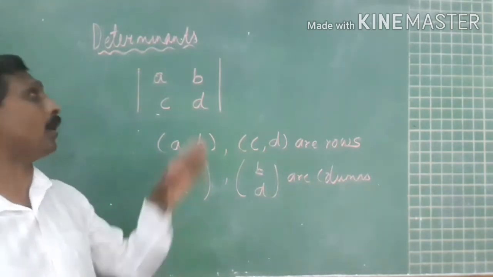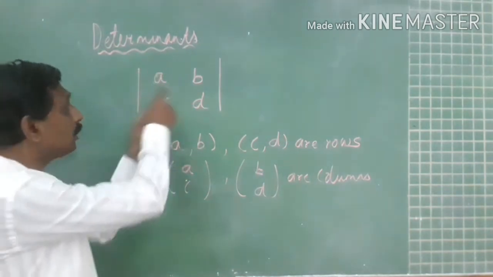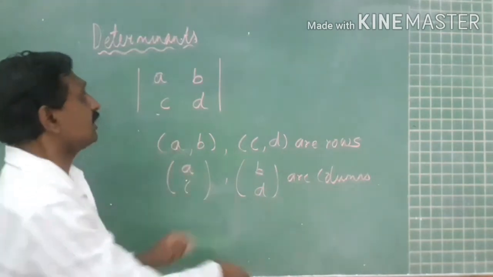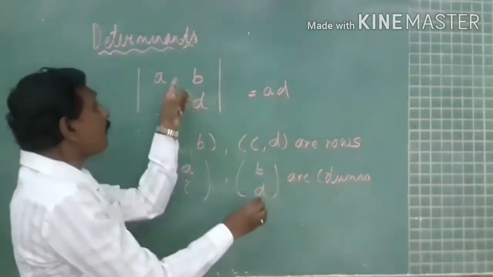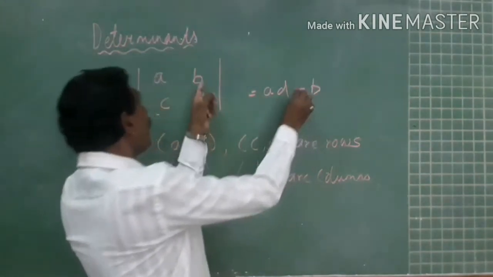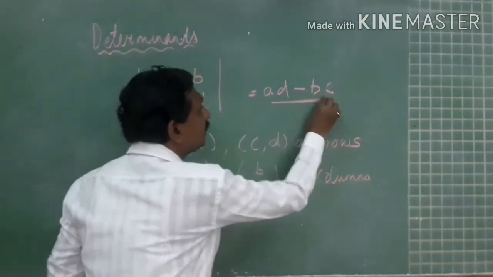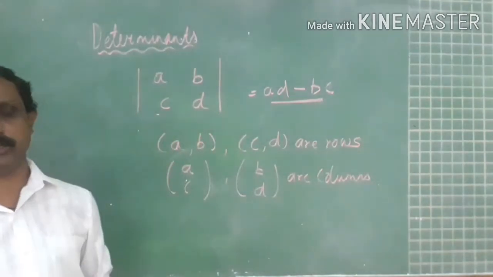Now what will be the value of this? To find the value of this determinant, let us see here. A multiplied by D minus B multiplied by C gives me the value of this determinant.